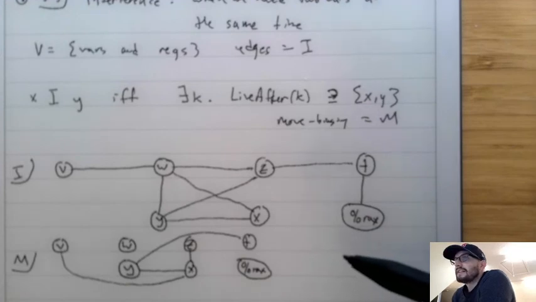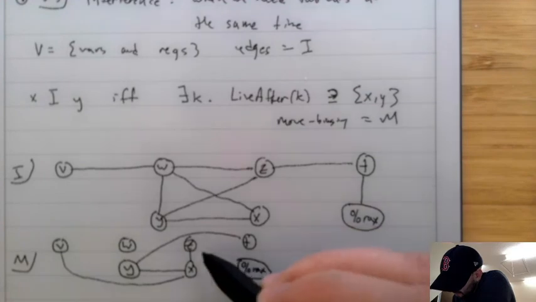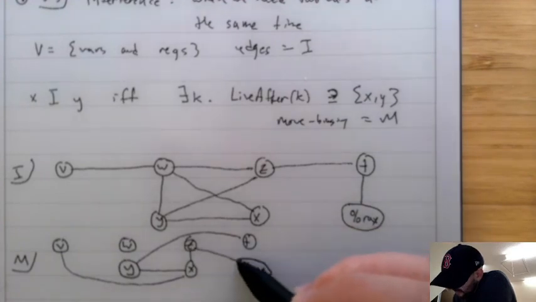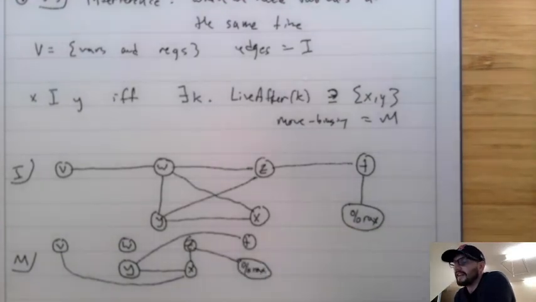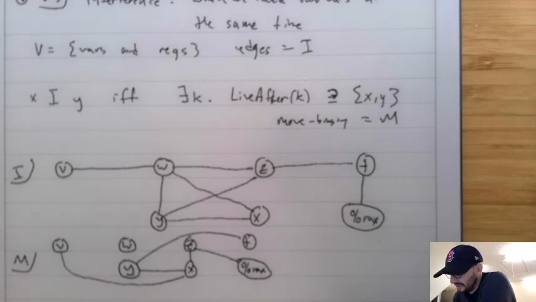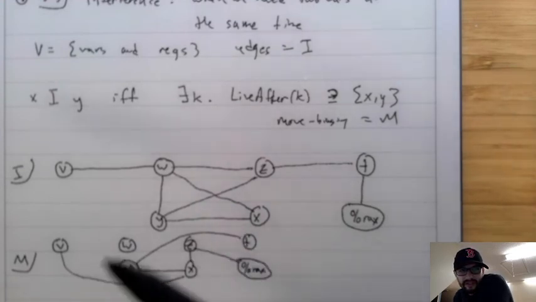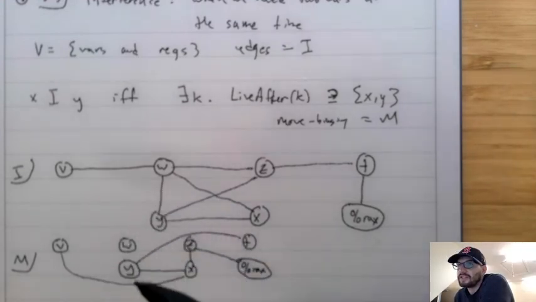I guess we can also add a move edge from Z to RAX because we move Z into RAX. And then we have the add edge where the destination is RAX and the live after set is just RAX, so nothing changes there. So this right here is the interference graph that we construct and the move graph that we construct.